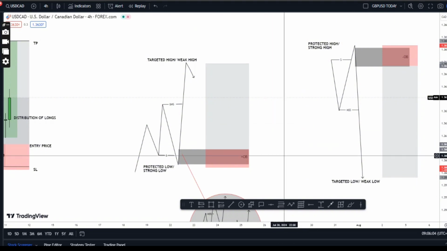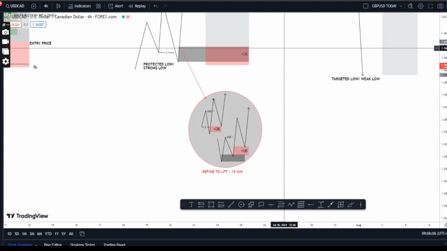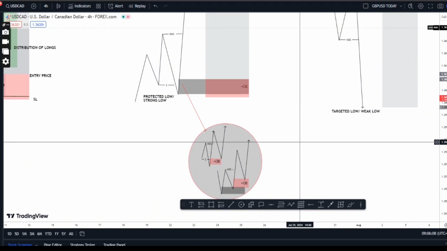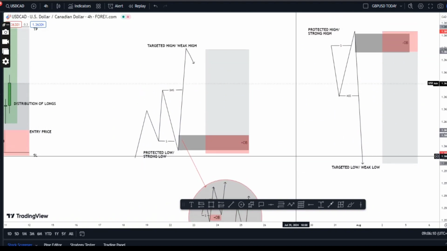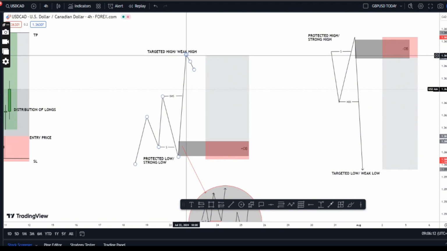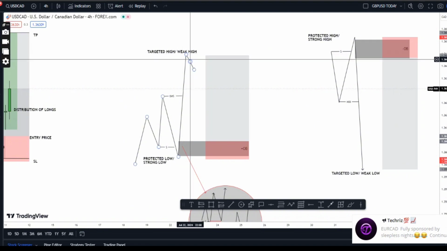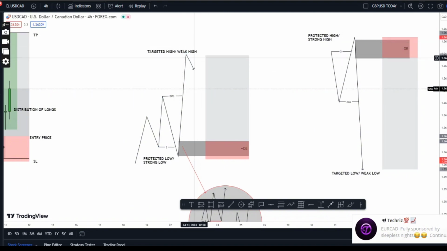Yeah, guys, so look at this. How do we now refine this entry right here? Very simple. Please just make sure you get this. The idea why we call this a targeted high is because this is where we look to take TP, because price is going to take out the target every single time.